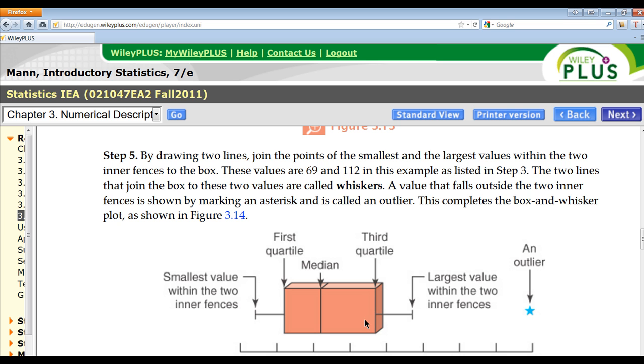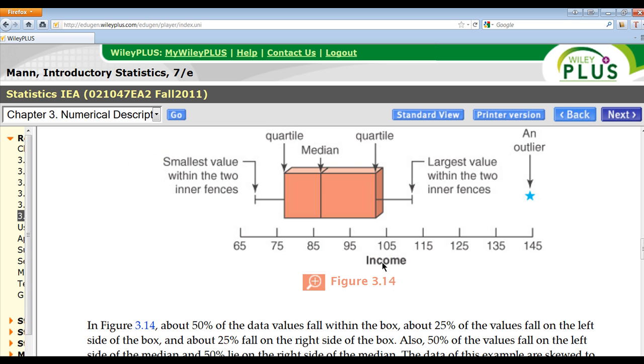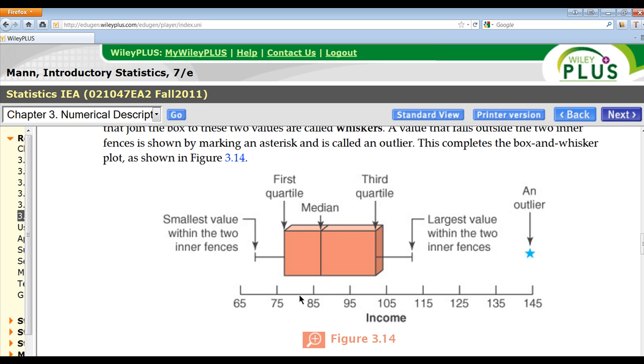So if you look at this, what does this mean? This is some data. Let's see, what is it? Income. This is income data, and maybe this is in thousands of dollars. So this means $85,000. This means $95,000, and this is people's income, I guess. So here we see this box, and these are called the whiskers. So what is this trying to show us?